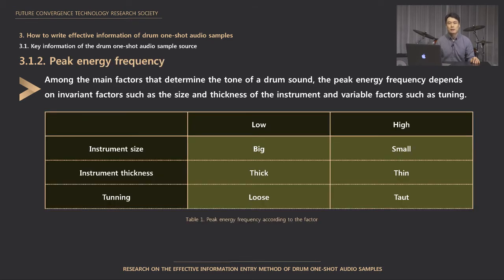Among the main factors that determine the tone of a drum sound, the peak energy frequency depends on invariant factors such as the size and thickness of the instrument and variable factors such as tuning. The change in peak energy frequency according to each factor is as in Table 1.